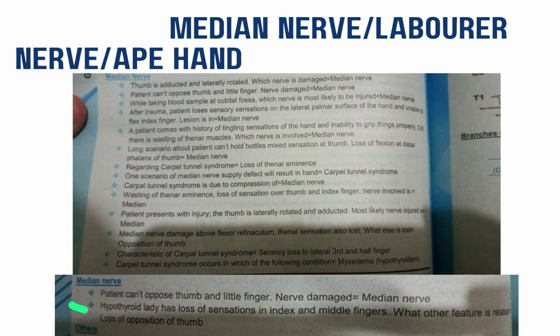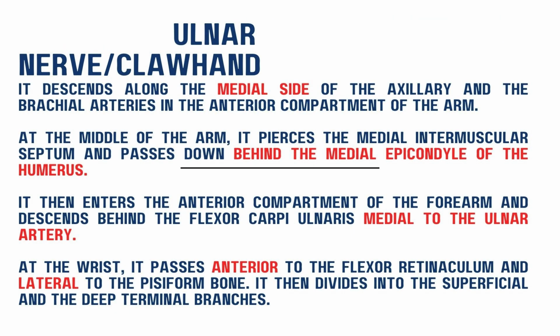so there is going to be loss of flexion as well. Of the medial cord of the brachial plexus is the ulnar nerve, 4M and U, and the ulnar nerve arises from the medial cord of the brachial plexus and it descends along the medial side of the axillary and the brachial artery in the anterior compartment of the arm, and then at the middle of the arm it pierces the medial intermuscular septum and it passes behind the medial epicondyle of the humerus. This point is very important because it is repeatedly asked in MCQs that fracture of the medial epicondyle of the humerus can result in damage to the ulnar nerve.